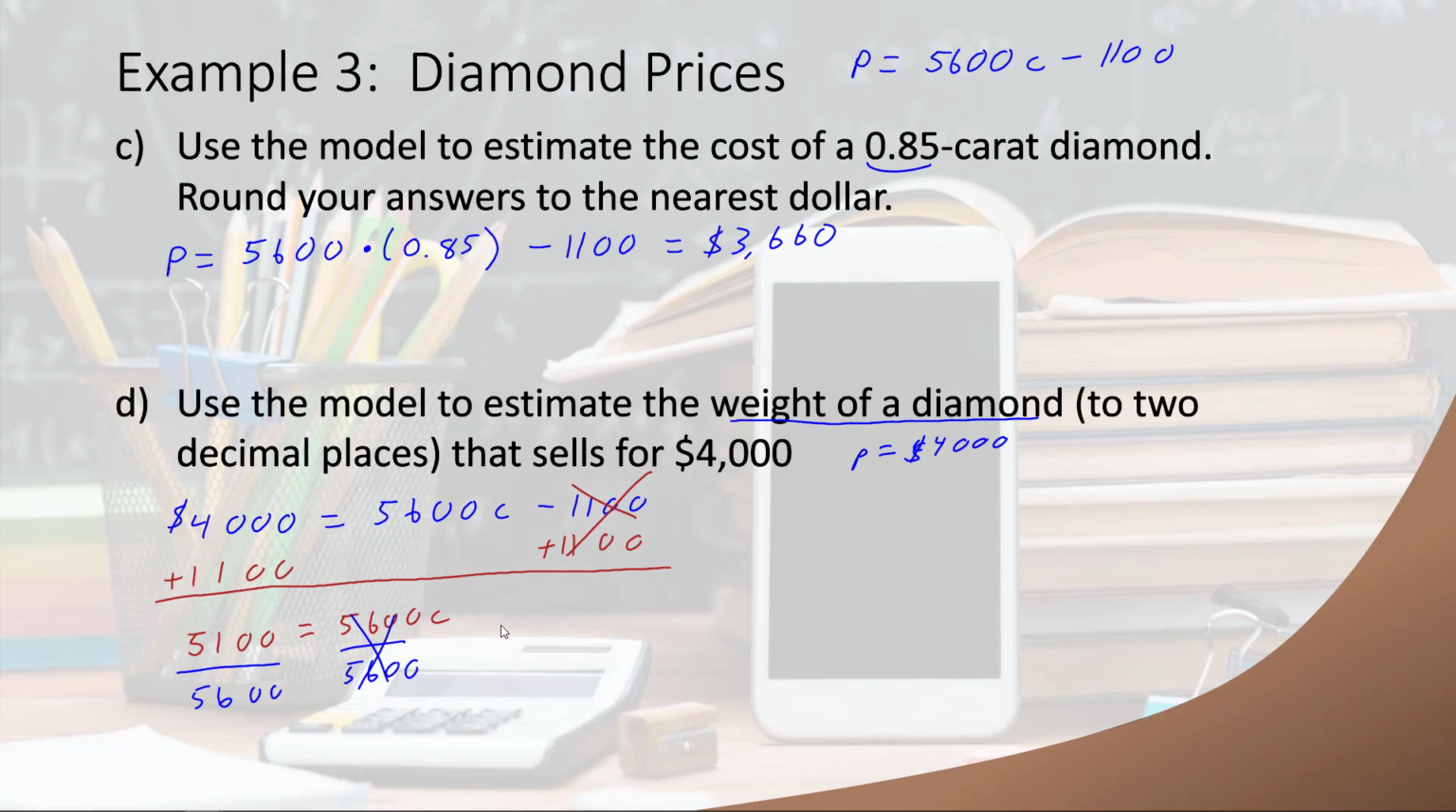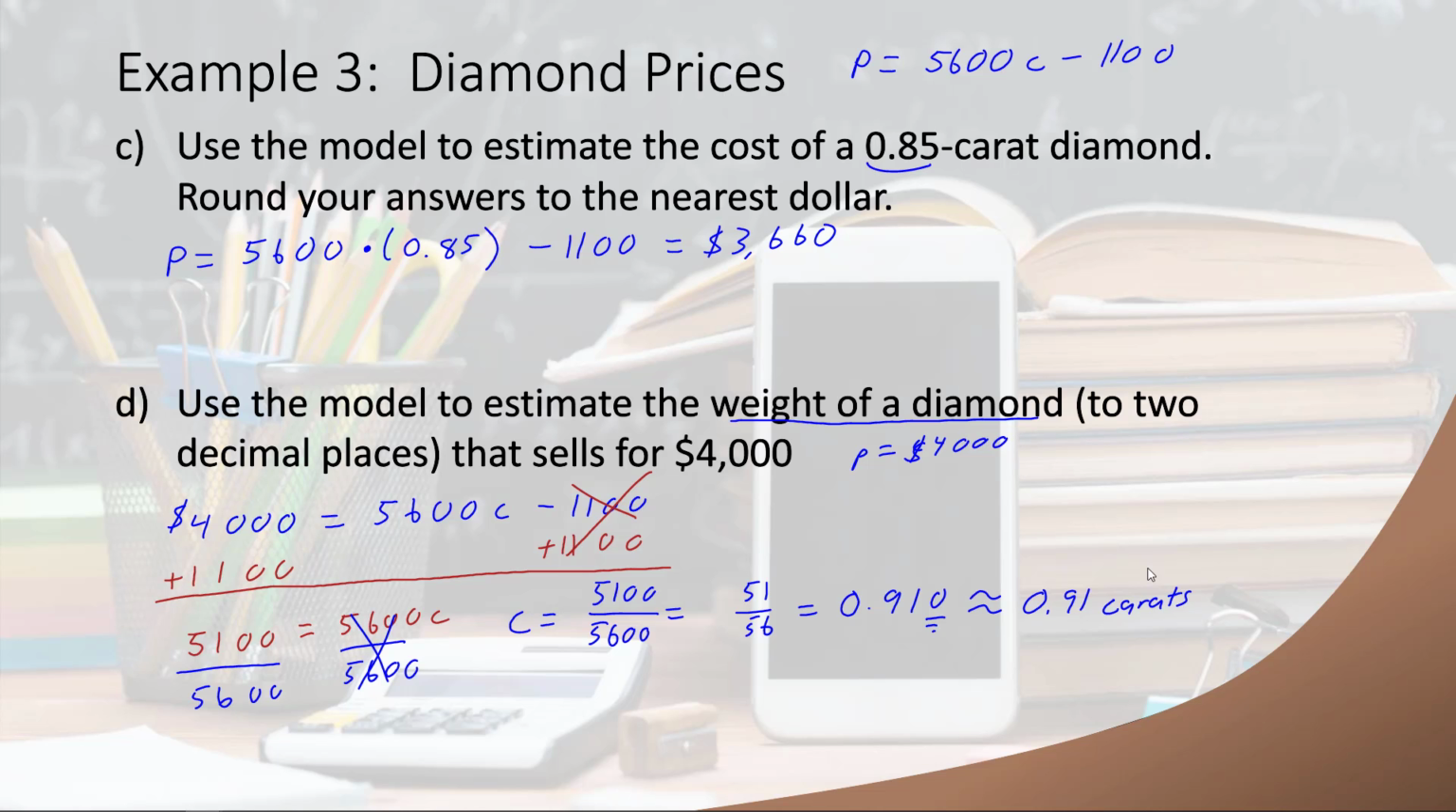Once again, these cancel, and we will have that C is equal to 5,100 divided by 5,600. Of course, I can simplify this a little bit. This is going to be equal to 51 over 56. You don't really need to do that, but what the heck. And then if you did that math, you will find that the weight of the diamond is going to be equal to 0.910, and so on. The third decimal place is a 0. That basically tells me that we don't have to round, and our answer is going to be 0.91 carats.